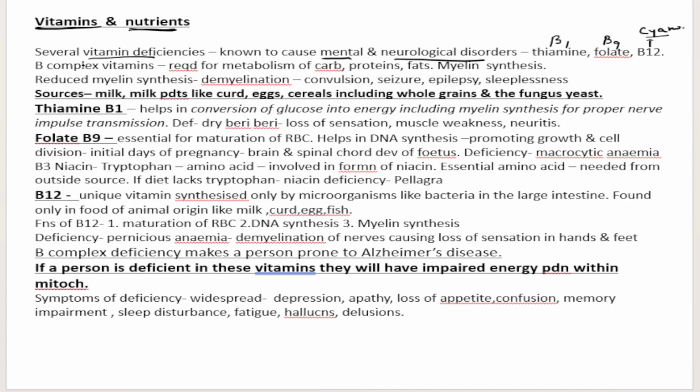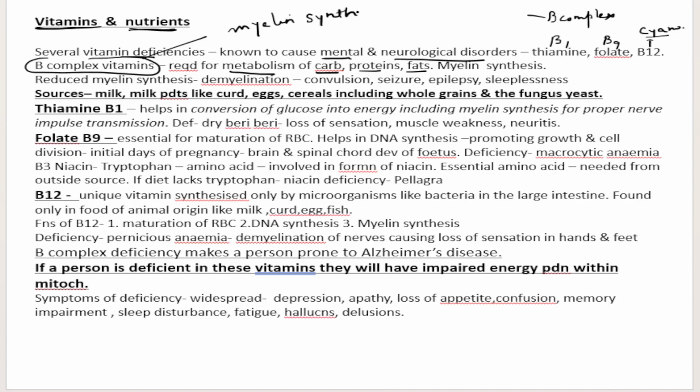So, and these are all B complex vitamins. B complex vitamins include a total of 8 vitamins. And these B complex vitamins are required for metabolism of carbohydrates, proteins, and fats in our body. They are also involved in myelin synthesis.